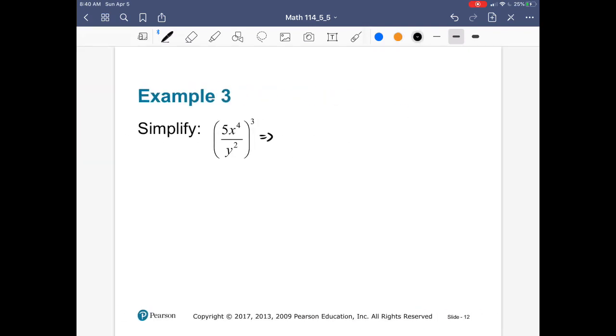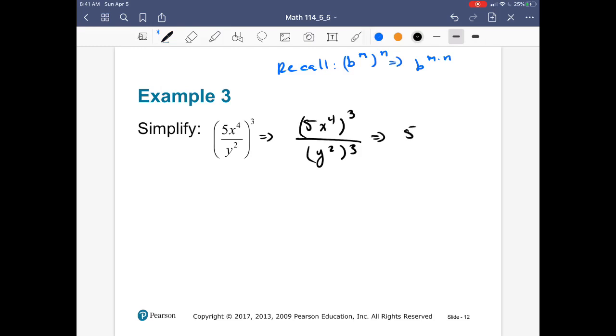So we have here 5x to the 4th, all to the 3rd, over y squared to the 3rd. Now, recall that when we have a base and a power to a power, then they multiply. Therefore, we have 5 cubed x to the 4 times 3 over y to the 2 times 3, which becomes 125 x to the 12, y to the 6.